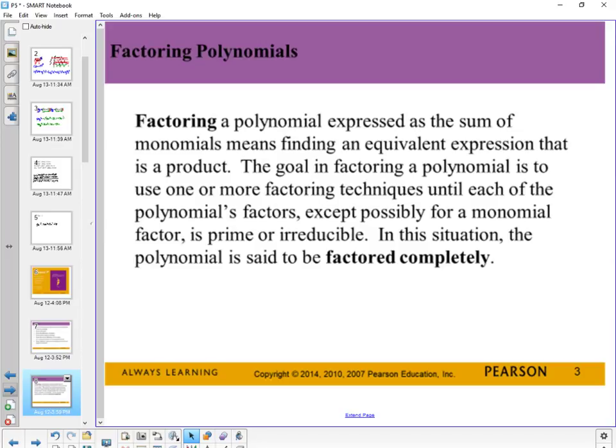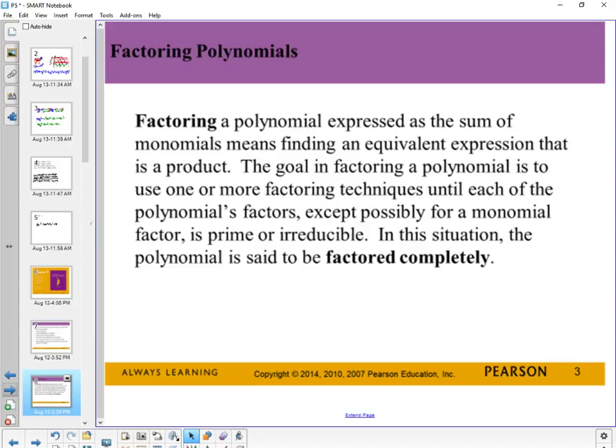Because some of these I don't want to leave up. There's no point for them. They're just definitions. So in this case, factors of polynomials expressed as a sum of monomials. When we have a polynomial, it's just a bunch of sums, right? This term plus this term plus this term plus this term. When we factor it, we want to change it so that it goes from sums to products.